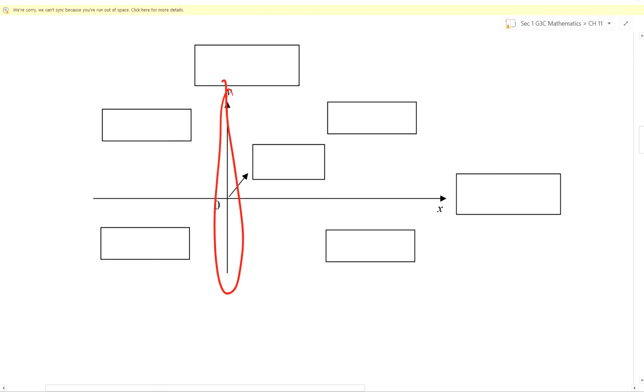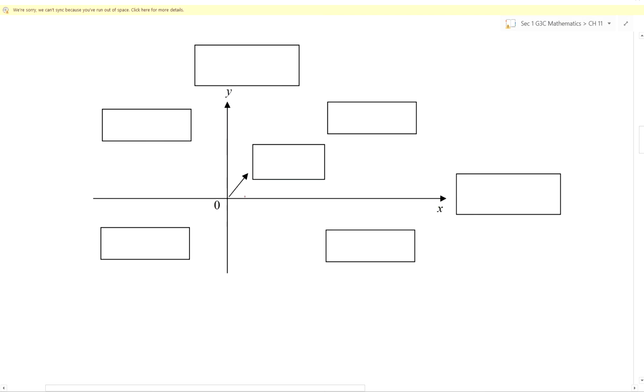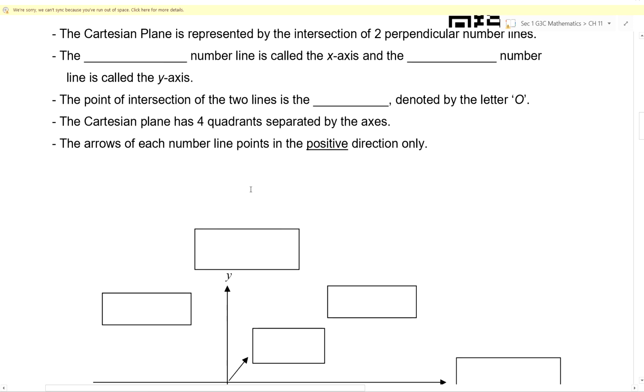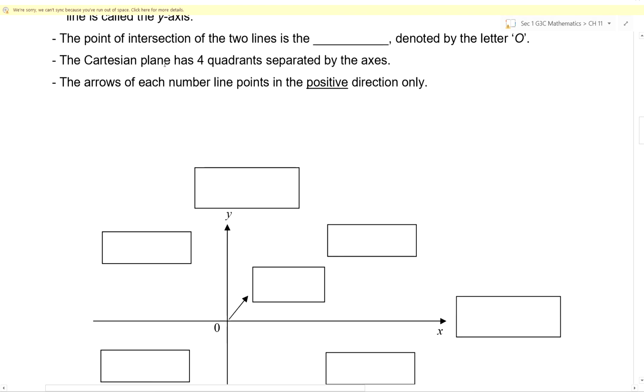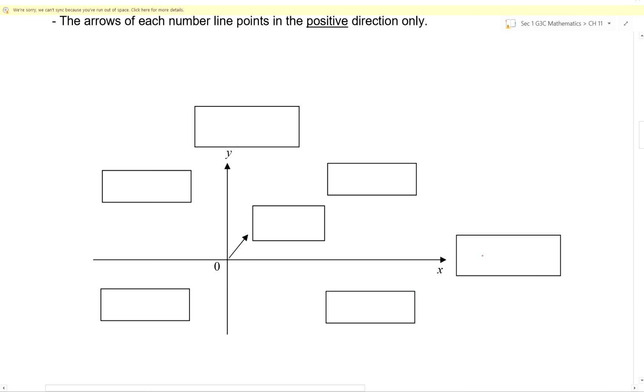Here we have a vertical number line, and a horizontal number line. They are perpendicular to each other. The horizontal number line is known as the x-axis. So here's the horizontal number line, indicated by an x over here. So this is called the x-axis.